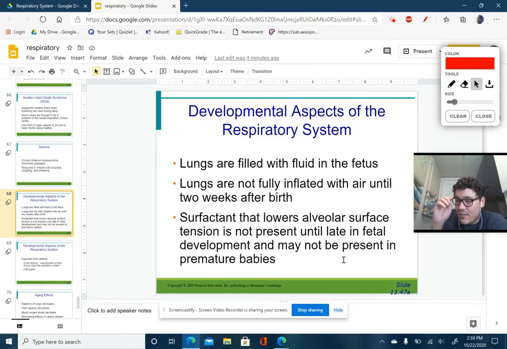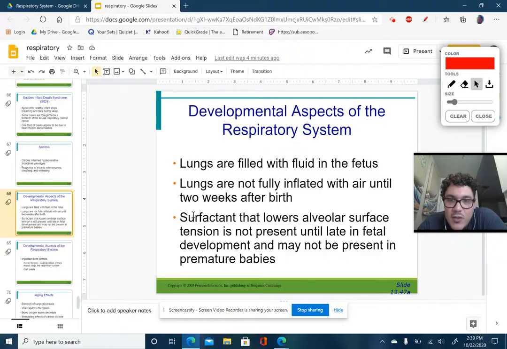How does the fetus receive oxygen from the mother? When the mother breathes, not only is she getting oxygen herself, but oxygen is also going towards her fetus as well. Lungs are not fully inflated with air until 2 weeks after birth. This is pretty important. It takes a while for that to occur.